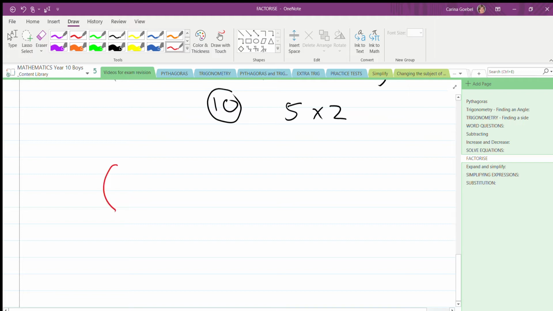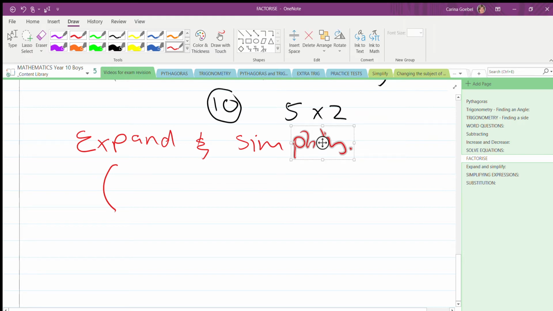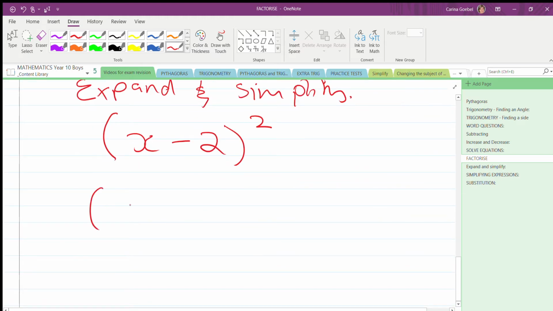Then just one last little thing that I forgot about when doing your expanding is just be careful that when you have, let's say this question says expand and simplify, and you have, for example, let's just say x minus 2 and it's squared. That means that that bracket is repeated twice. So please, you do need to write that bracket twice. That's your first step.